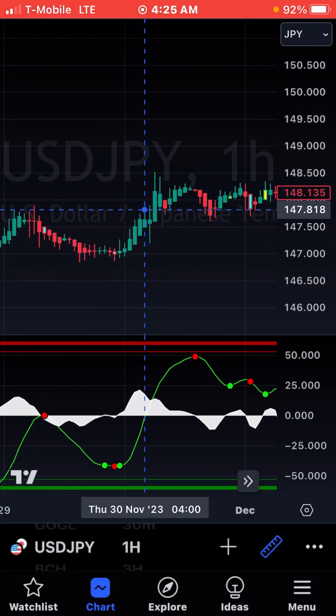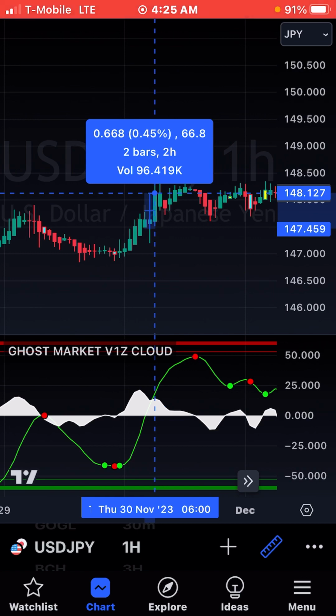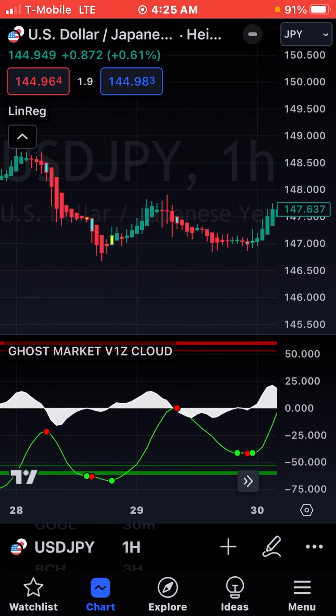So it goes to the cloud right here, and this would be just a short one here, 2 hours. This would be 600, 700 pips. Now something like this, it has to go through the cloud. You have to make sure it's going through the cloud.